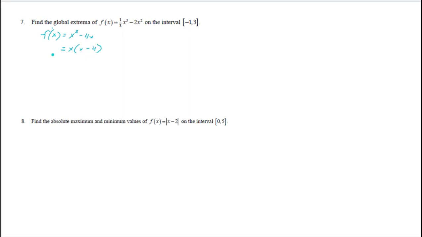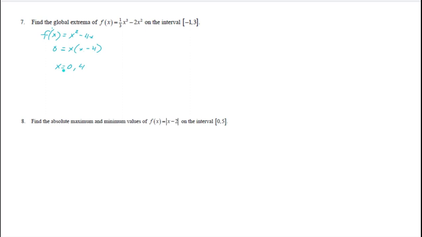And to find these critical numbers, we set our derivative equal to 0. So in this case, we take one part at a time. In one, x is equal to 0. In this other factor, x would be positive 4. Okay, so that gives us our two critical numbers.